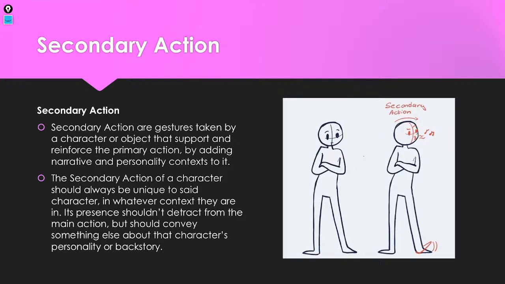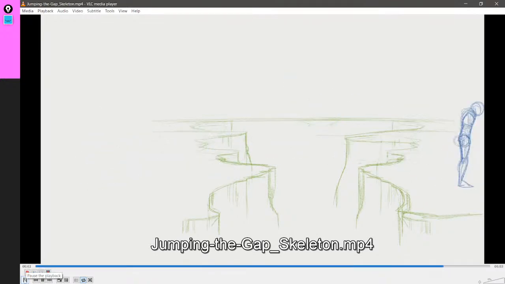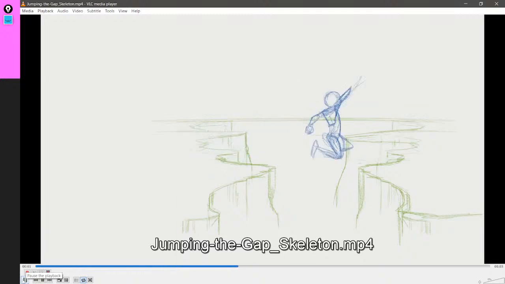The example that I brought up was this character here, who is running and then jumping over a gap. But while they're jumping over the gap, they have this flailing of the arms motion, which helps to characterize them and tell the audience who this character is without interrupting the main action, and in fact reinforcing the main action.